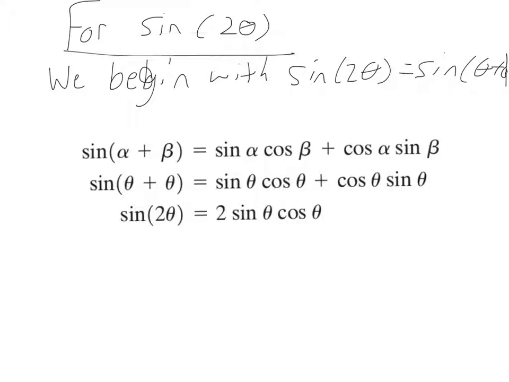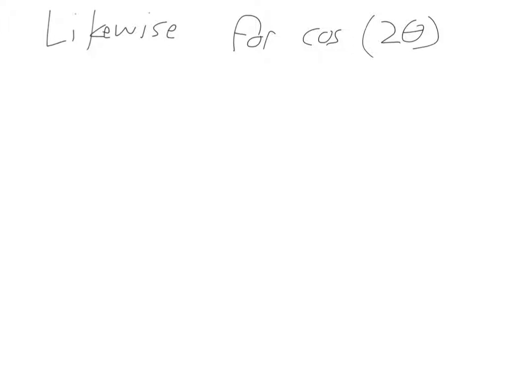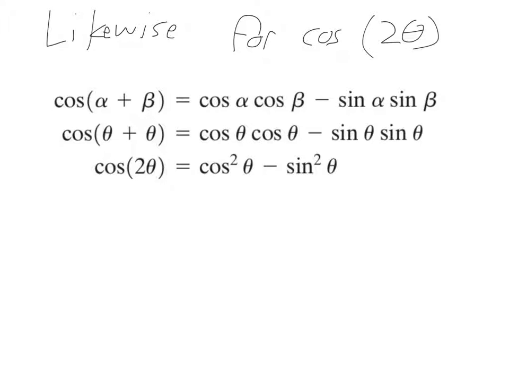Alright, so if we rewrite sine of 2 theta as sine of theta plus theta, then we can use the angle sum formula written here and just replace alpha and beta with theta, so sine of theta times cosine of theta plus cosine of theta times sine of theta, so that gives you 2 sine of theta cosine of theta. So this is the formula for sine of 2 theta. We just got it by plugging in theta for both alpha and beta.